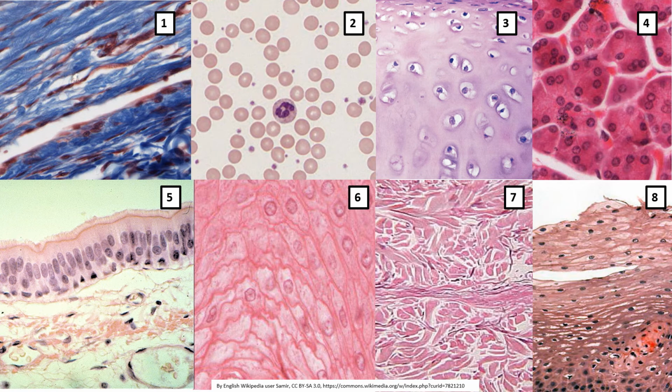So here are 8 images of tissues from the human body. I'd like for you to take out a piece of paper, number 1 to 8, and then tell me which one of these are connective tissues. You can put a yes beside the number that corresponds to a connective tissue. Put this video on pause, then come back and we'll look at the images together and see if you're correct.